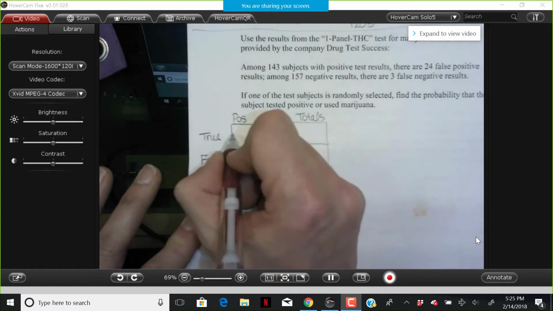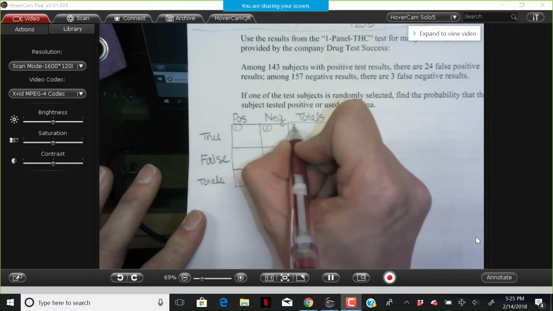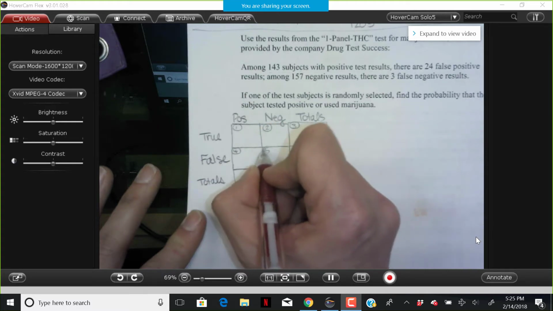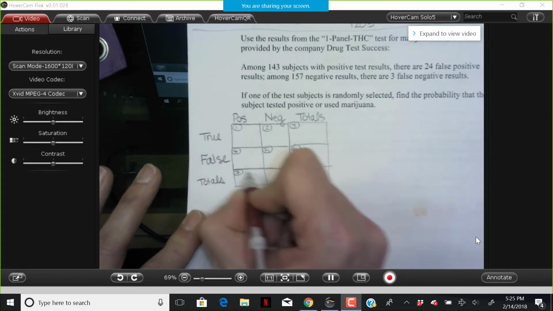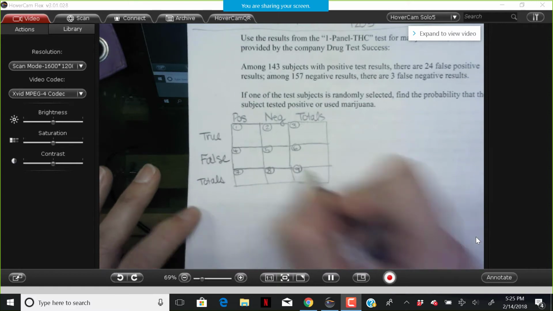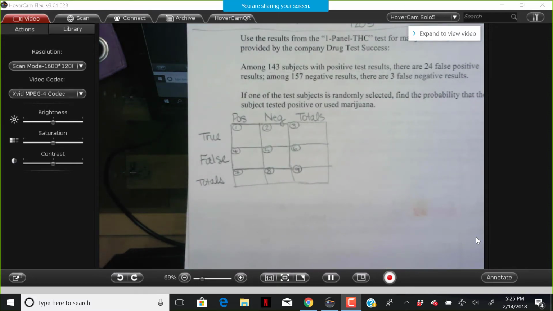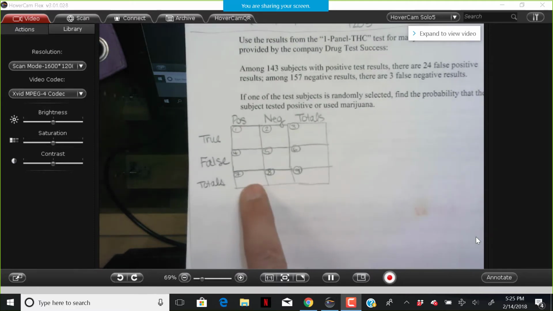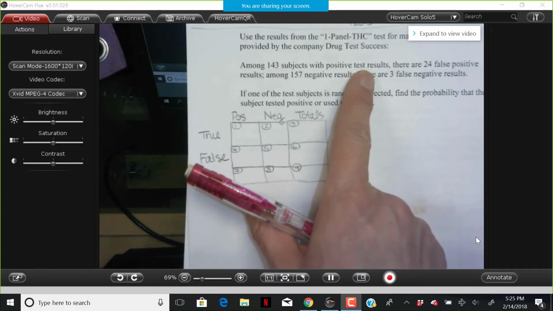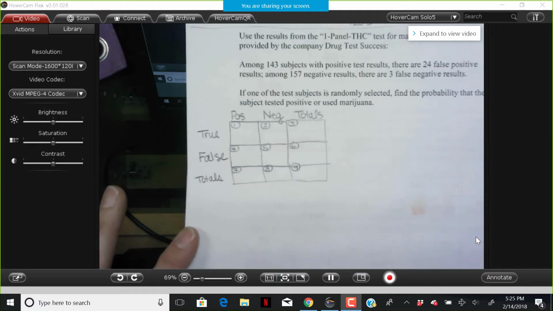So first, I'm going to number the boxes in my table, and you guys are going to tell me which box I should put the number in. I did 1, 2, 3 on the top, 4, 5, 6, 7, 8, 9. Where should 143 go? 1 through 9. Tell me which box. 7, right? Because this is all of the positive test results. It doesn't say they're true, right? There were just a total of 143 positive results.